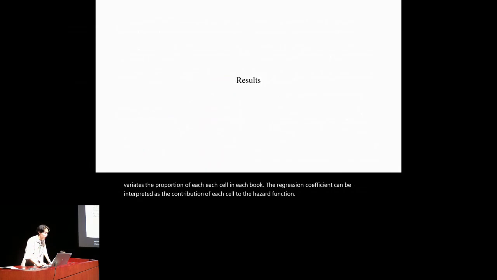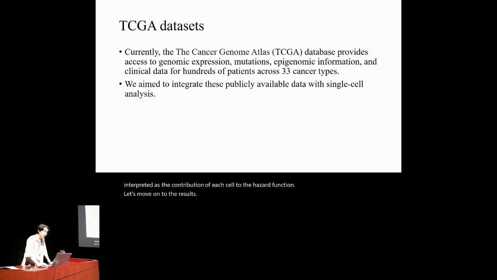Let's move on to the results. First, let me explain the actual data we used. Currently, the Cancer Genome Atlas, TCGA, provides gene expression, mutation, and epigenomic data for hundreds of patients across many cancers. These data are linked to clinical information. Our aim was to use this public data to perform an integrated analysis of clinical information and single-cell data.